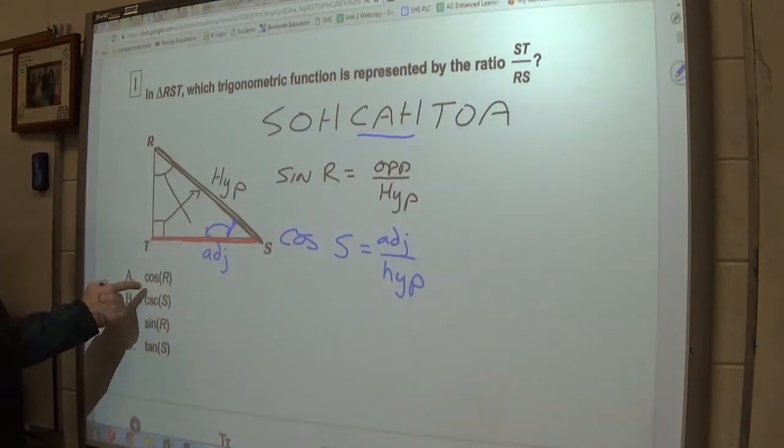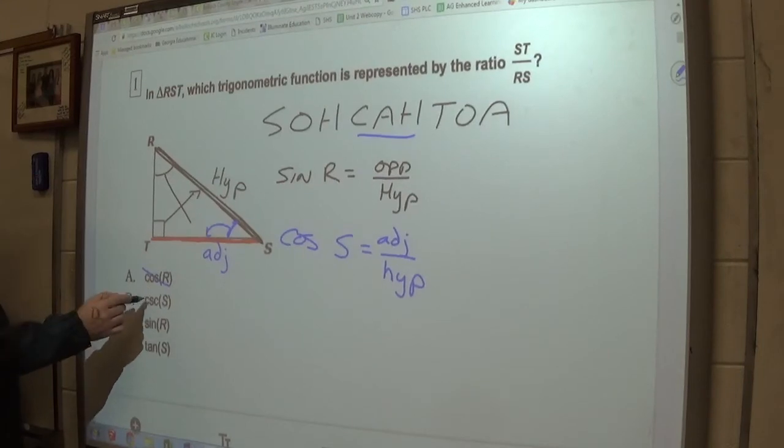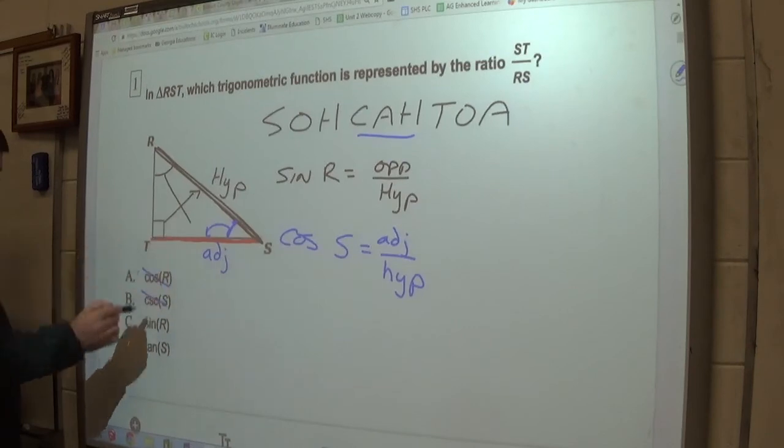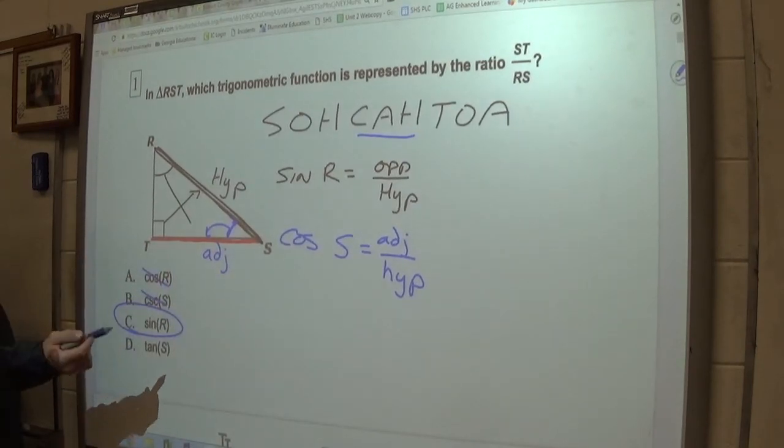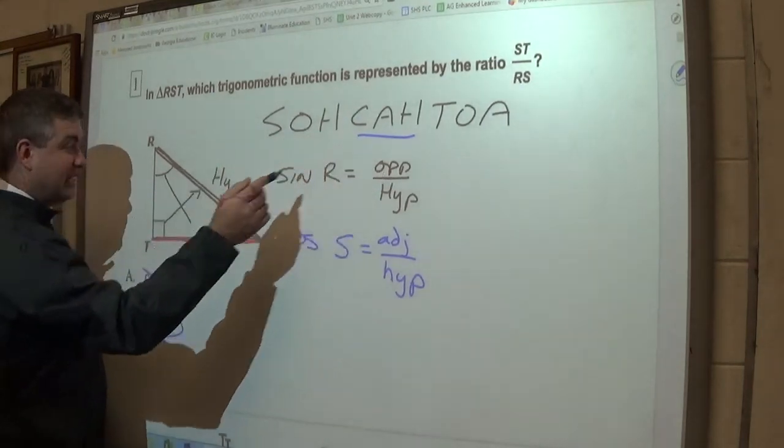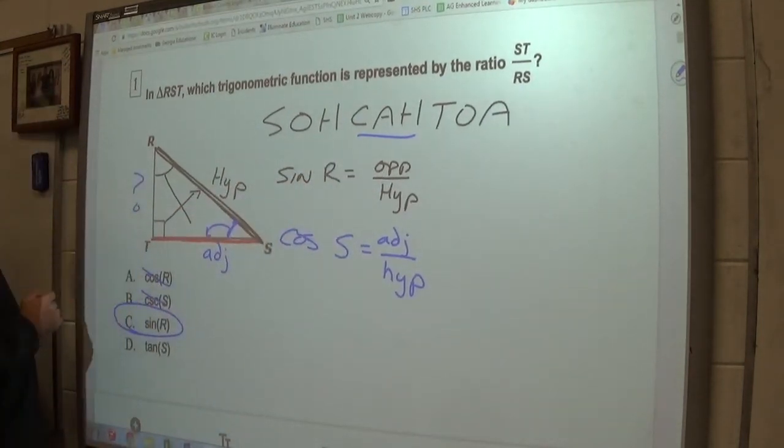Well, here's cosine of angle R. That's not it. Here's cosecant. We haven't talked about that this year. Here's the sine of angle R. That's our answer, C. And tangent. Tangent deals with opposite and adjacent, and we don't know anything about this side here. Okay, so it's not going to be tangent.